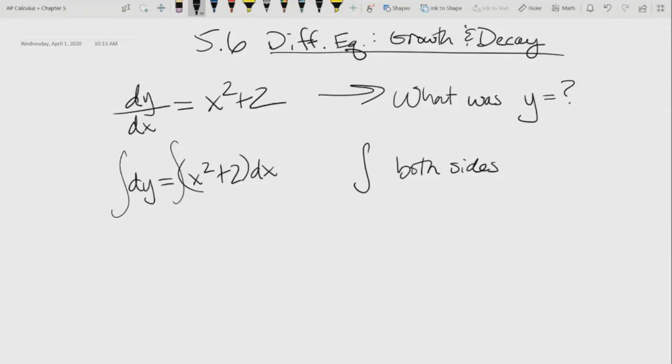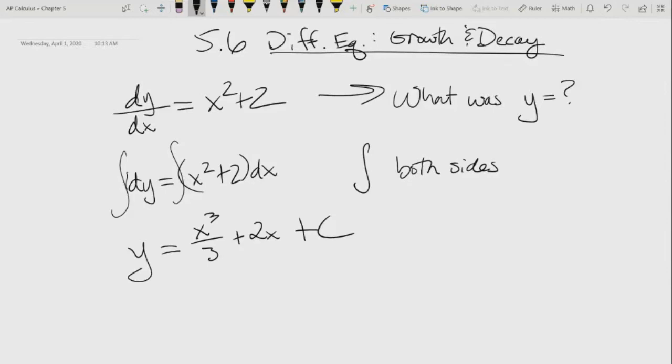Because what is the integral of dy? Remember, this is 1 dy. The integral of the derivative of y is just y. So that's where we get our y from. And then we just integrate the other side and we say, okay, this is going to be x cubed over 3 plus 2x plus some c. So that's what we've done up till now.